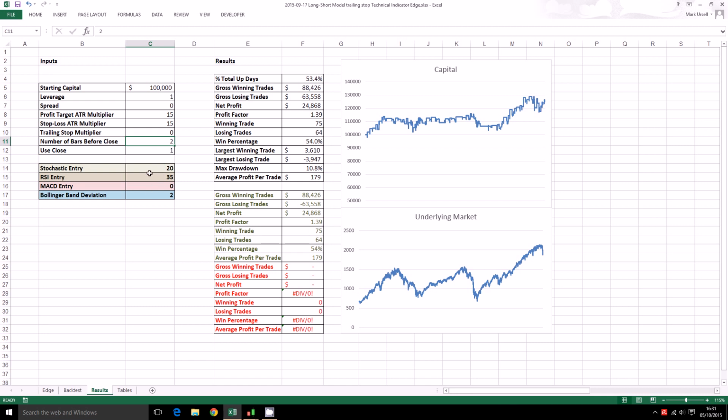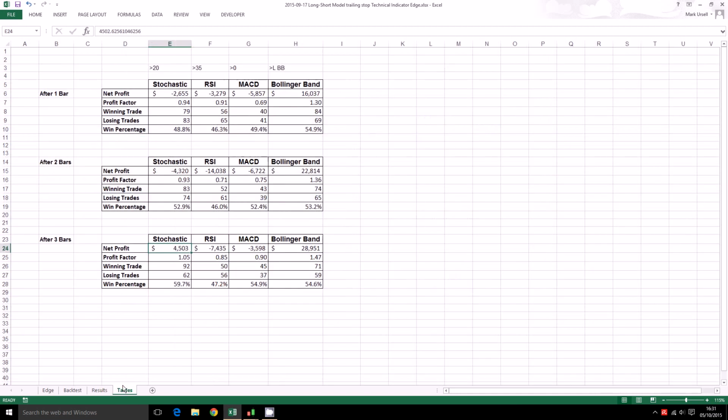So we have here, again color-coded, some variables for each of the technical indicators. And I've already done the analysis that I'm going to do, and that's shown here on this tab. For the stochastic oscillator, I used greater than 20, and this means that a trade would be opened when the stochastic oscillator passed from below to above the 20 line.